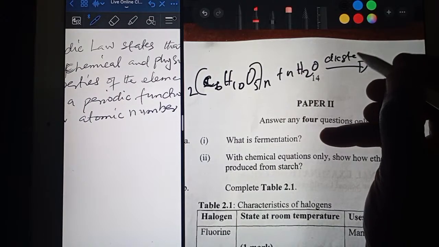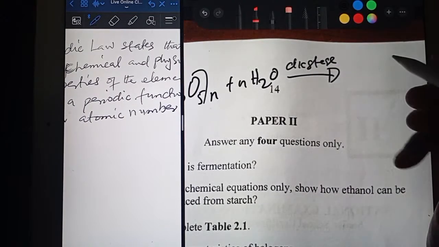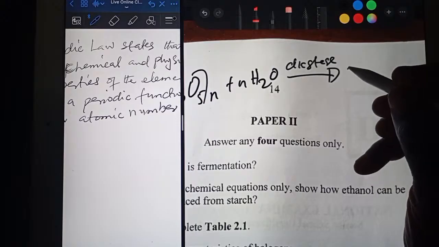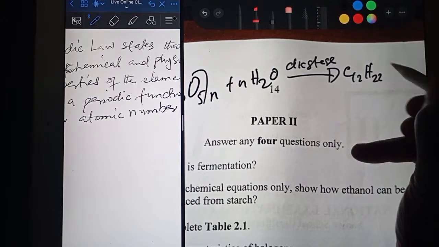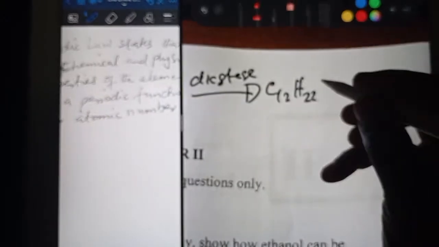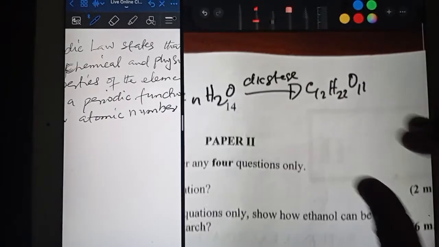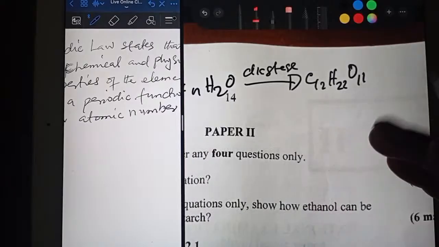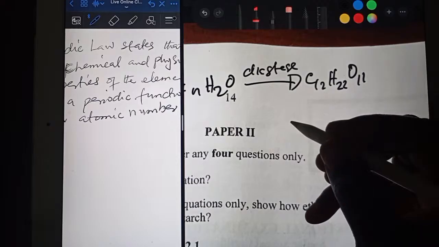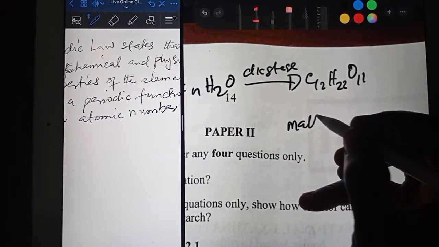This is diastase, which was discovered by St. Pasteur also. Yes, and then finally it will give you the C12H22O11, which is our maltose. Then the maltose is broken down to glucose by maltase.